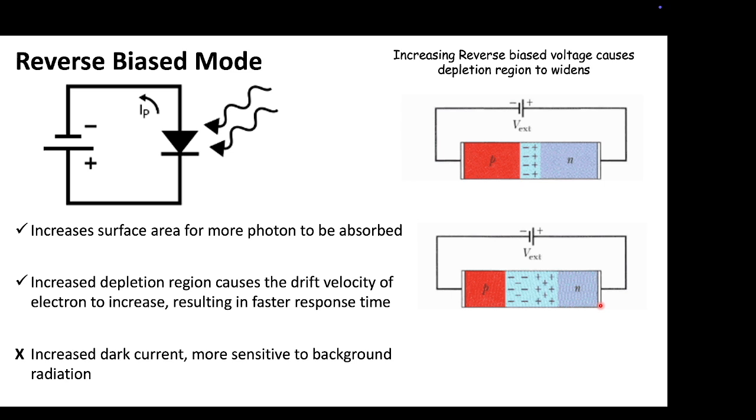This will result in a faster response time of a photodiode, but there's a big drawback of increasing the reverse bias voltage, which is the increase in dark current. Dark current is basically a measurement when we put a photodiode in a completely dark room, how much current we can measure from the photodiode even when there's no visible light. Because there are actually a lot of different background radiation, for example, cosmic radiation that we cannot see, infrared that we also cannot see, which will cause background radiation to the diode and causes dark current.